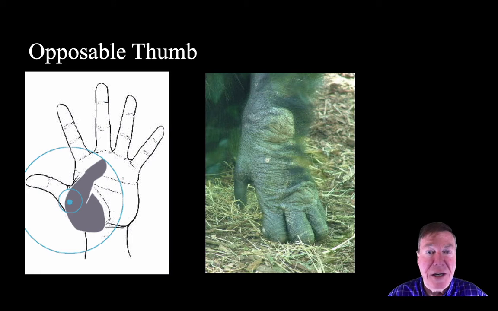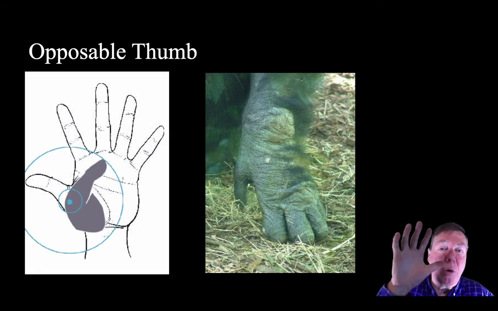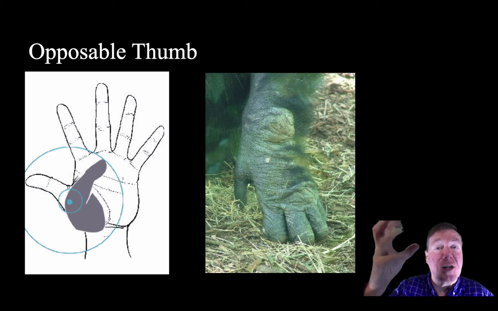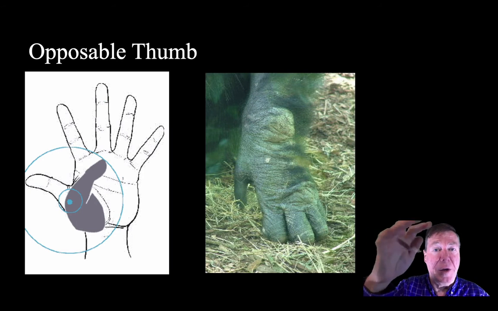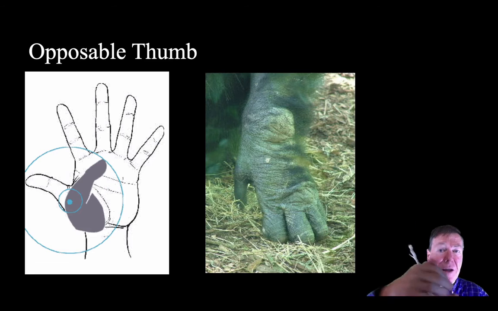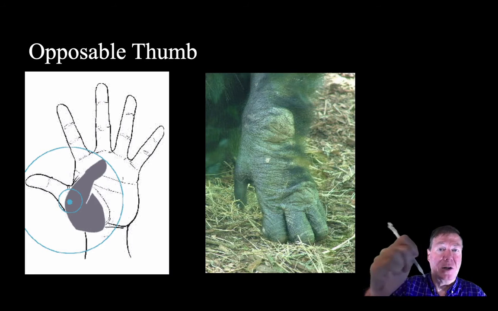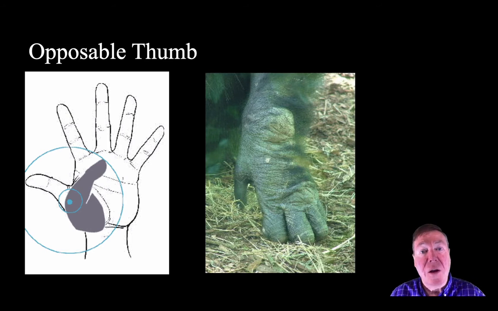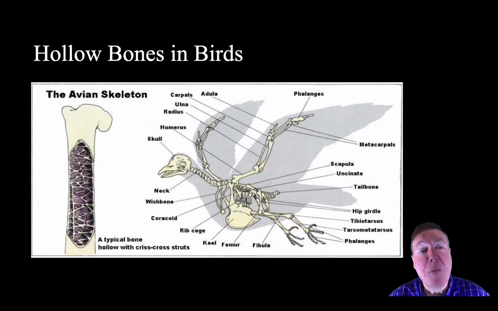No one's ever succeeded. But this is a morphological adaptation. It allows us to use tools. We can hold things, okay? Not like this, but we can actually hold things and manipulate them. We can use tools. Morphological adaptation. All right? Hollow bones in birds.